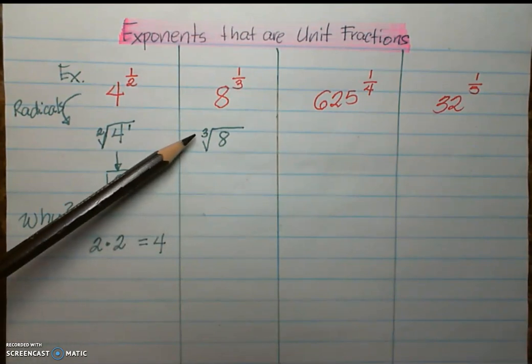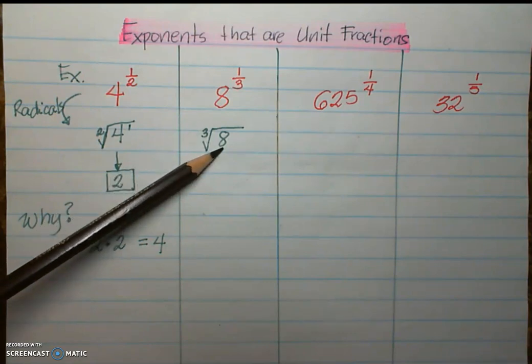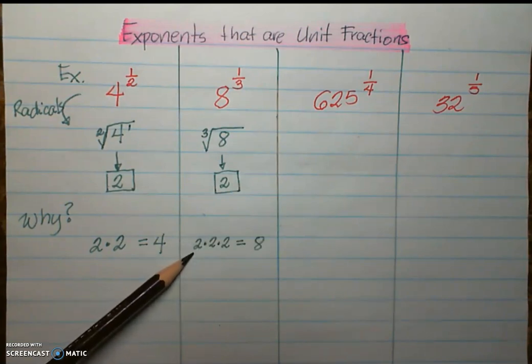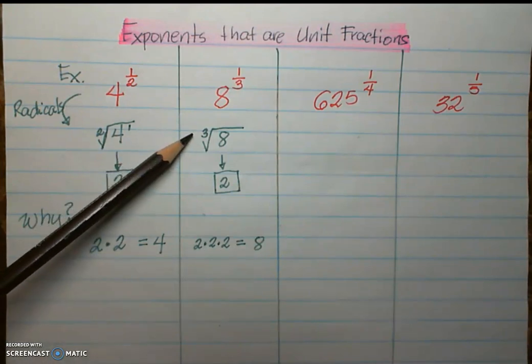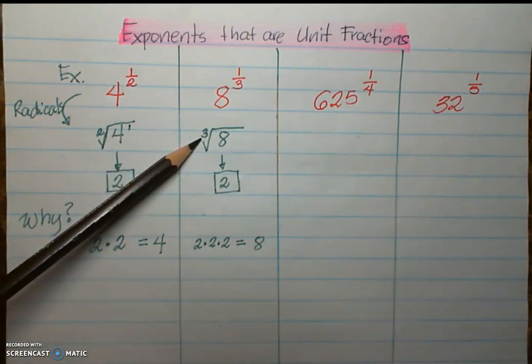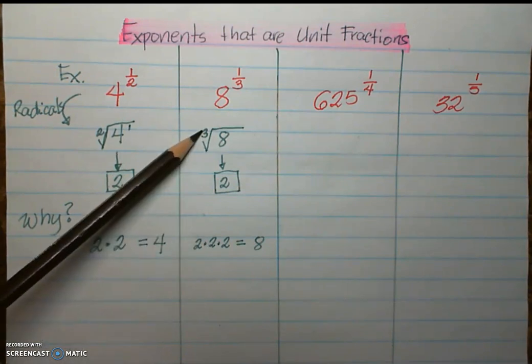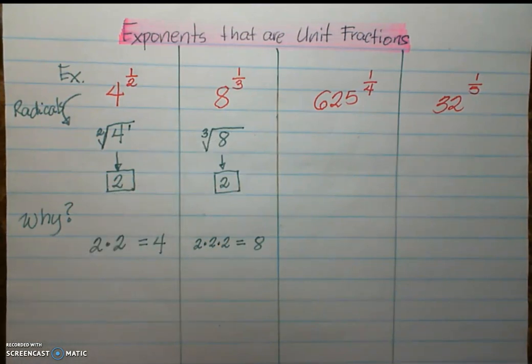What number is it that if you use as a factor 3 times will be 8? I want you to think about it. And the answer is 2. Now, once again, let's examine why. This is the reason why: 2 times 2 is 4, times 2 is 8. So once again, the index tells you the number of times you're going to multiply that number, or use it as a factor, in order to get the radicand, which is your 8.